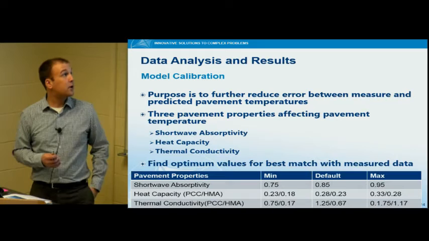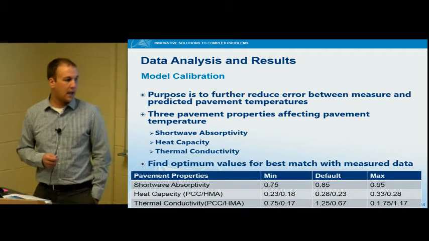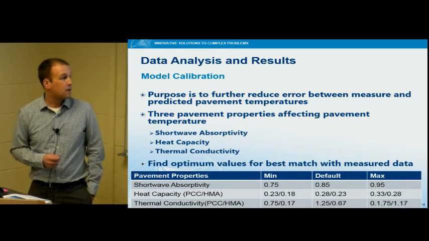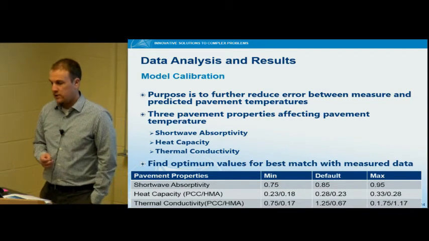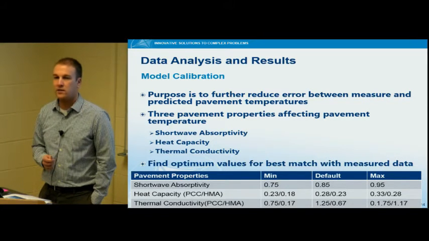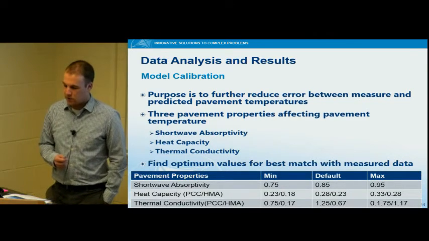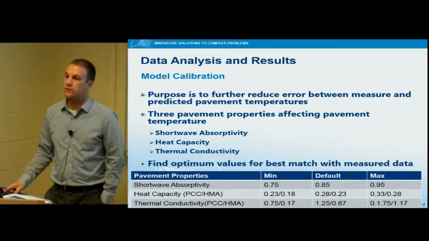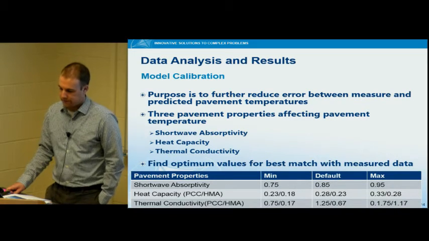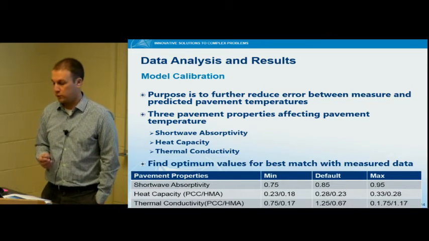All right, so the next part was to look at the model calibration. How can we further improve upon the prediction capabilities of the EICM? So the main things we looked at were the surface shortwave absorptivity. We looked at the heat capacity and the thermal conductivity of the materials. And these values are a little bit different for concrete and asphalt. So we didn't want to deviate too much. Because the predictions were already pretty good, we wanted to make sure that we're within realistic values.